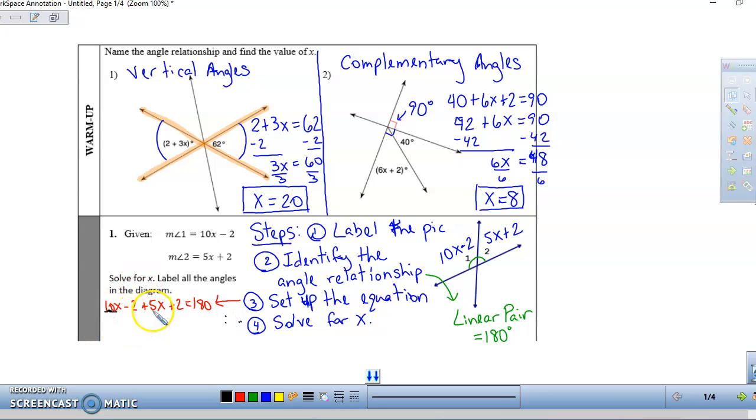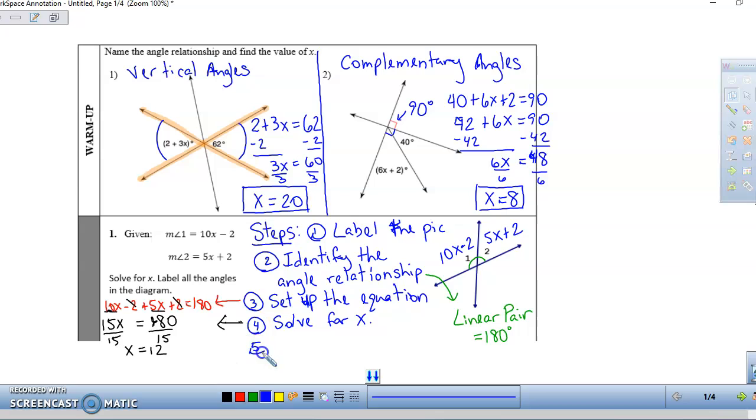So I have 10x and 5x, which is 15x. And then I have negative 2 and positive 2 actually are going to cancel. So I get 15x equals 180. And then divide by 15. And I get x is equal to 12, I believe. You can check my math. Okay, so that was solve for x.